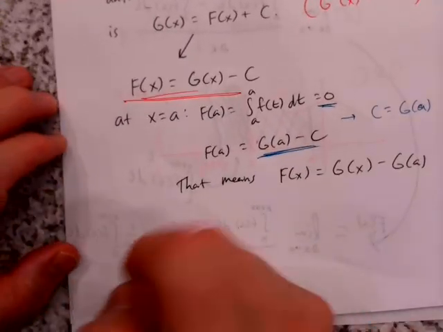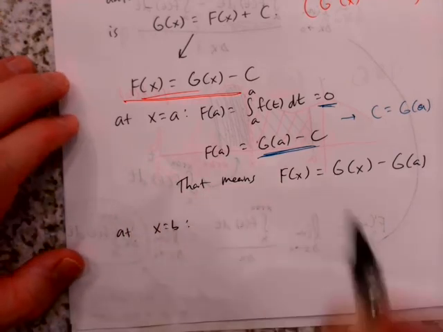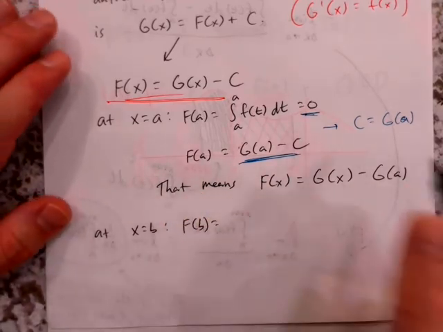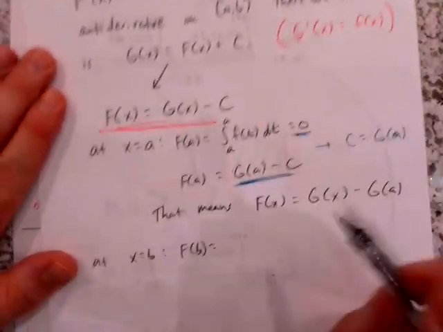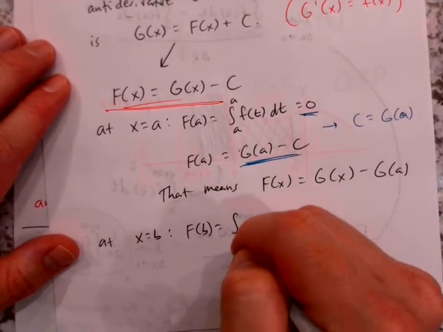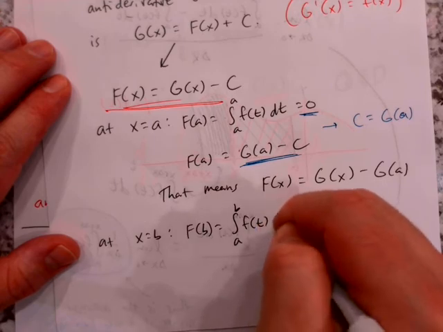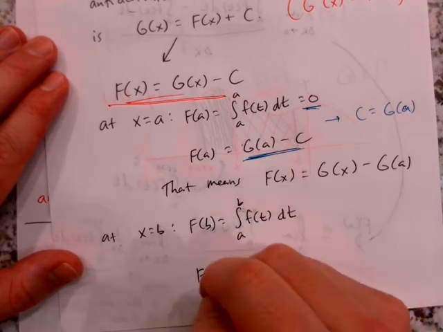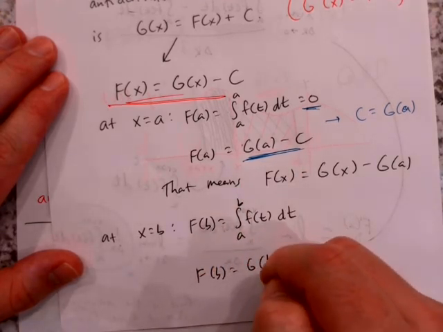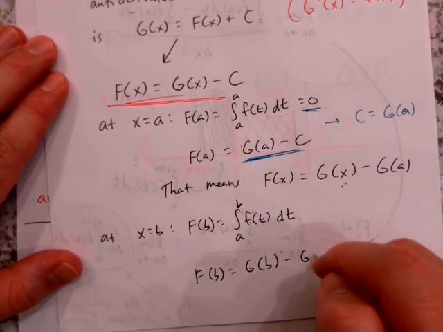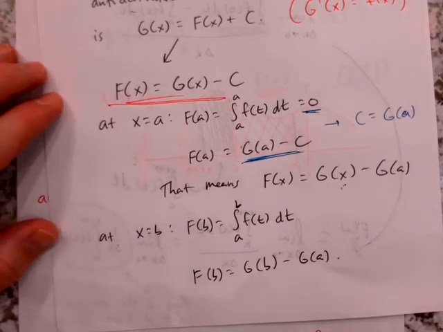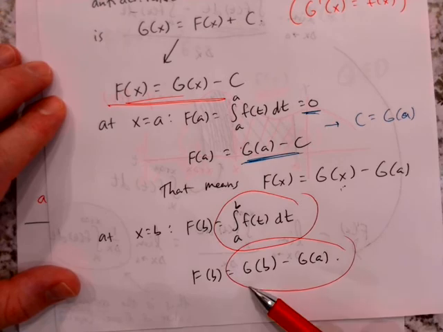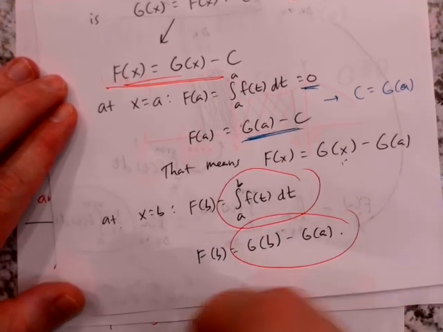Also, at x equals b, which is the right endpoint of our interval. At x equals b, big F of b, if we use the first definition of big F, is the integral from a to b. If we use the second definition, big F of b equals big G of b, because that's the variable, minus big G of a. And there we have it. We just showed that the integral from a to b has got to be the antiderivative at b minus the antiderivative at a.